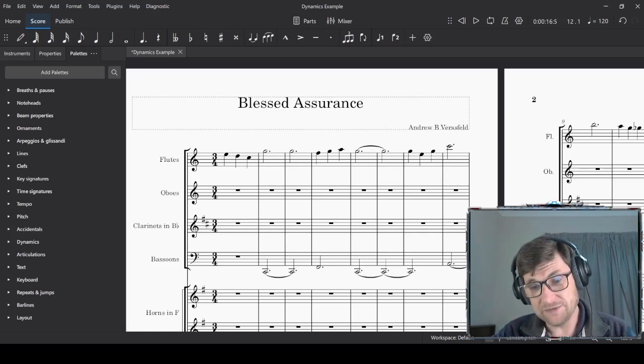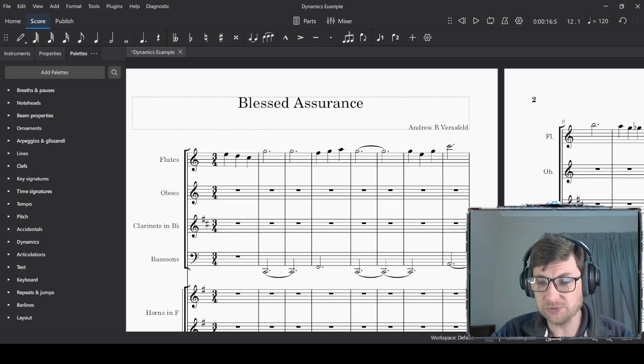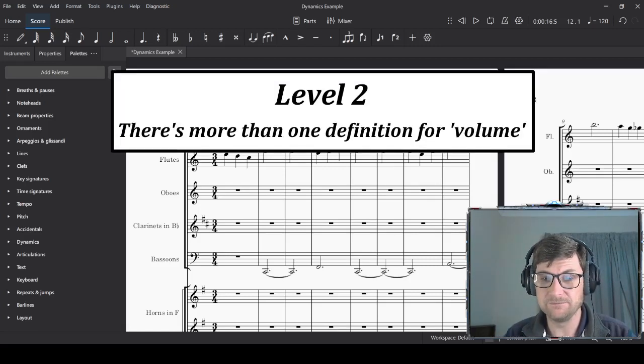There are other dynamic symbols like accents and things like that, but I do want to move on to the next level of understanding dynamics, because there is so much more to dynamics than just how loudly or how softly you play. This is level 2.